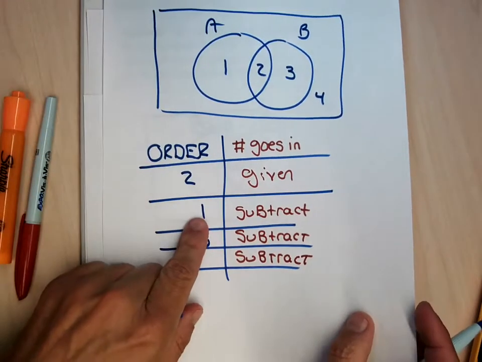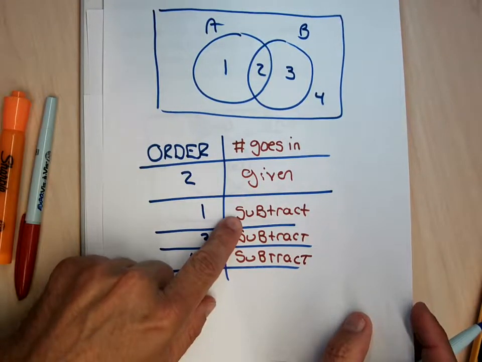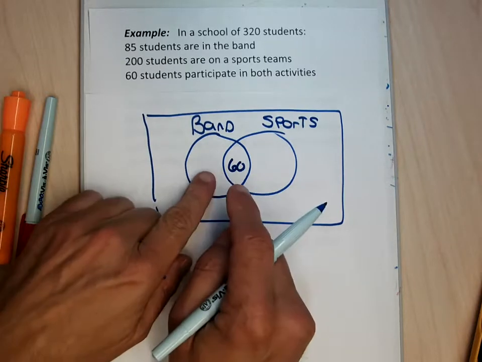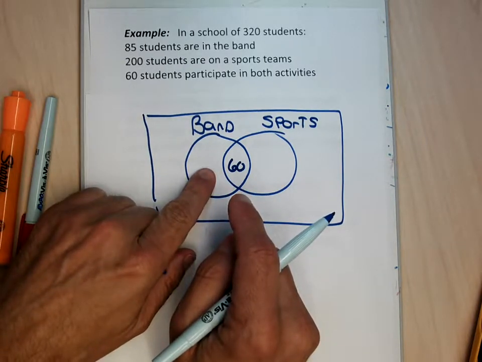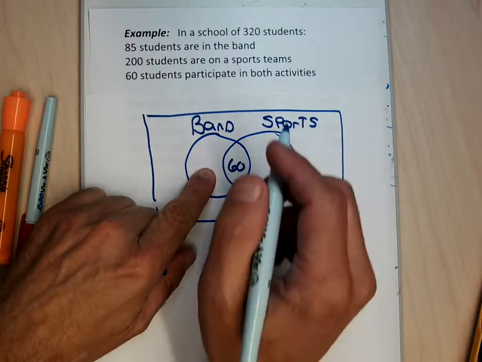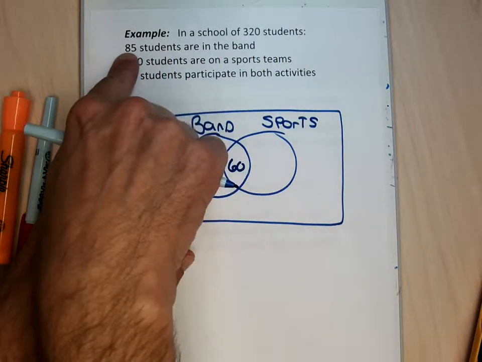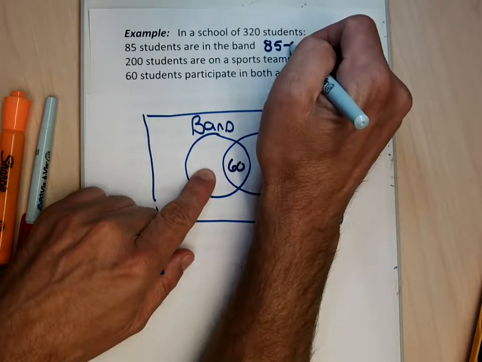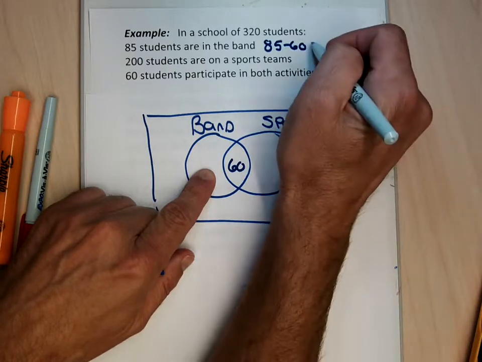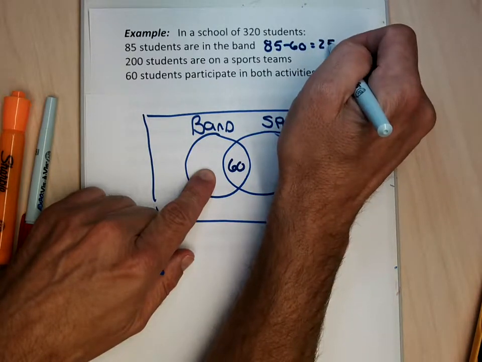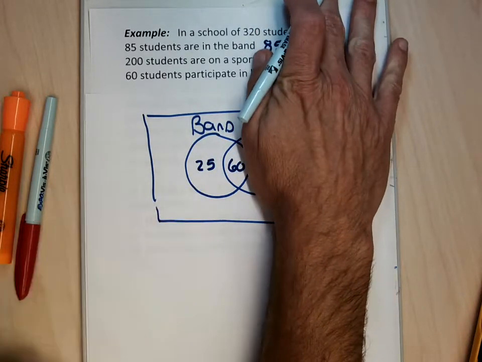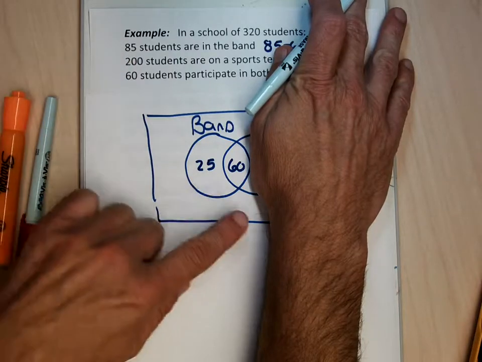The next thing I'm supposed to do is get region 1, and I have to subtract to get that number. It's real easy to do, but it's not intuitive. So I'm going to get this region 1, which is the students that are in the band but not playing sports. To get this number, I'm going to take the 85 students that are in the band and subtract the 60 students that are doing both activities. The difference between those numbers, which is 25, gives me the students that are only in the band. Because now if I look at the band circle, there's 85 students in the band, and there they are.